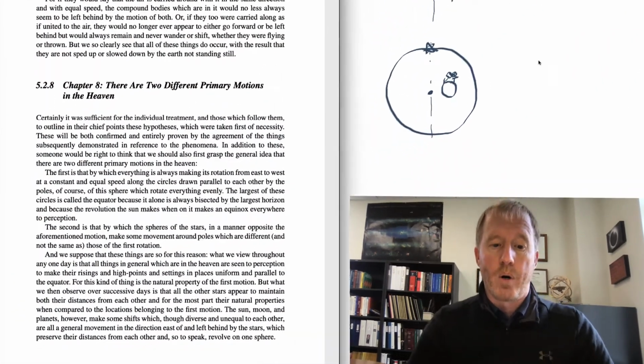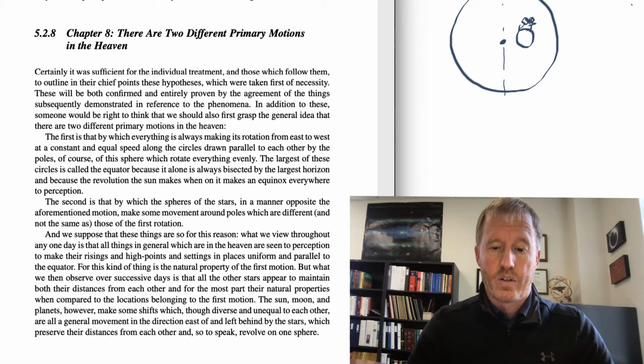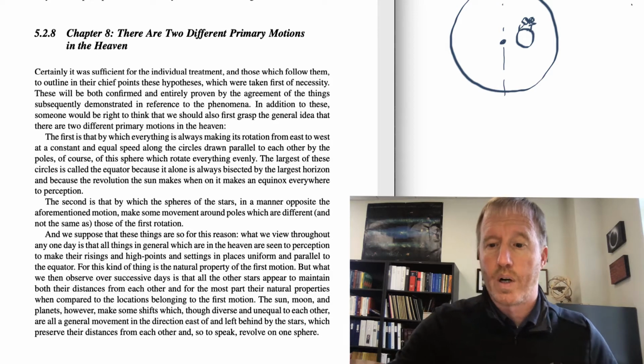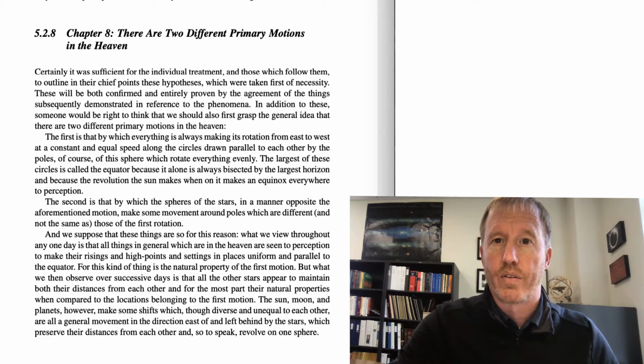In chapter 8 of Ptolemy's Almagest, he describes the motion of the heavens. This is an overview that he provides. Looking forward to later on in his Almagest, he will give a more detailed mathematical description. We're going to stick to just the overview that he provides in chapter 8. The title is, There Are Two Different Primary Motions of the Heavens. So let's talk about these two primary motions of the heavens.